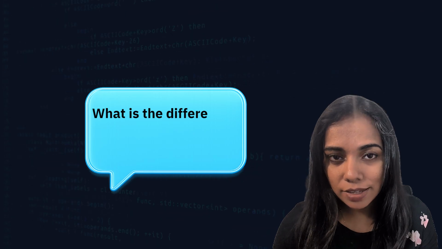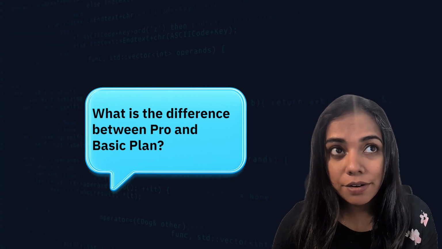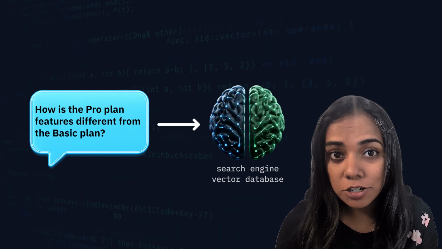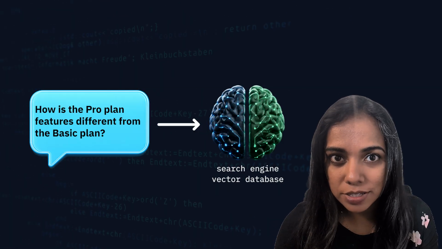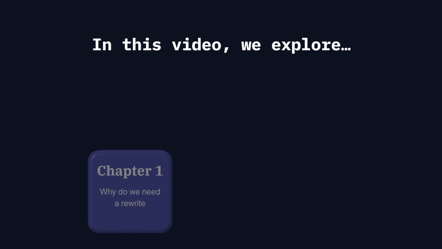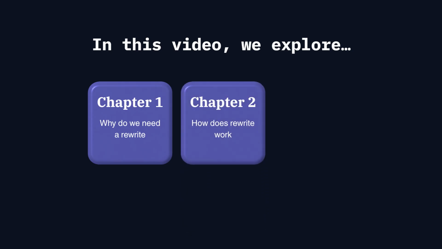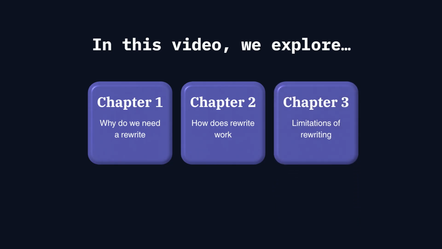Query rewriting is a step where a system quietly rewrites your question before it ever reaches a search engine or a vector database. In this video, we'll cover three things: why your raw question is often not the best search query, how a system rewrites it step by step, and what can go wrong even after rewriting.